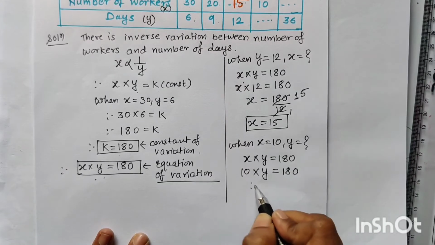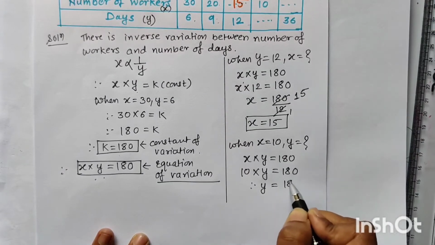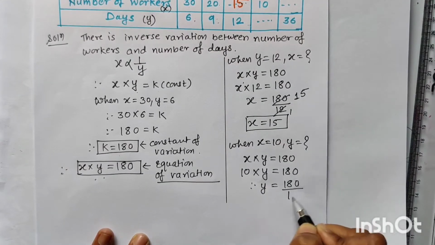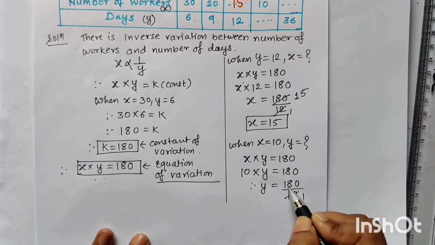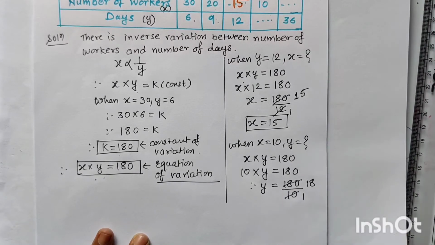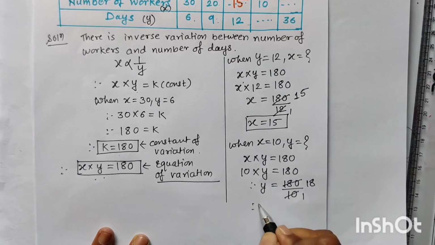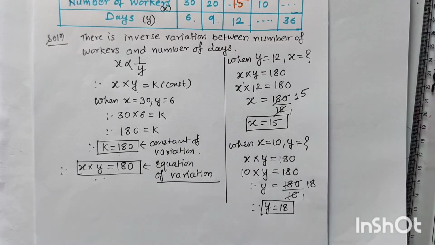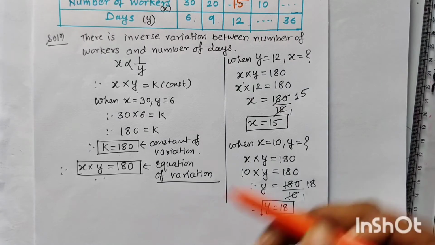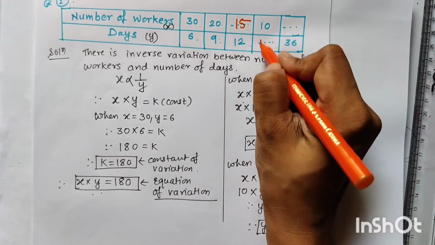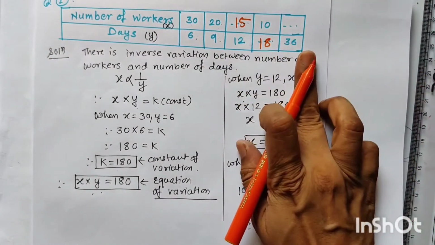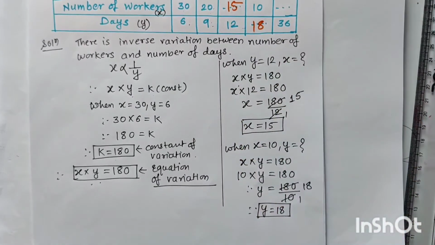So therefore y is equal to 180. This 10 will go in the denominator. Divide by 10: ones are 10, 10 18s are 180, and therefore y is equal to 18. And in this way we get the value for y, which is 18. Same way solve the last column.